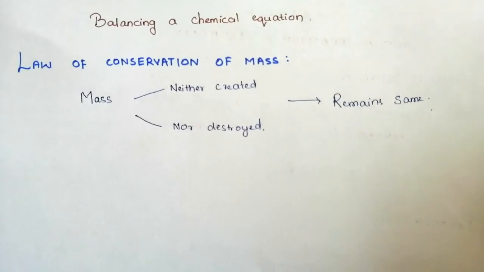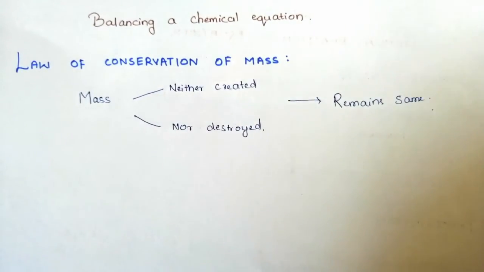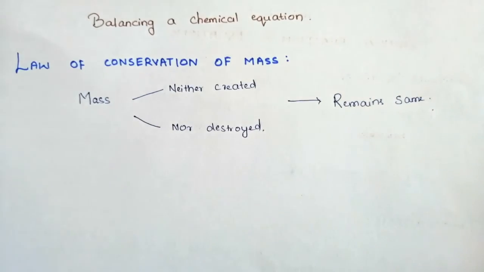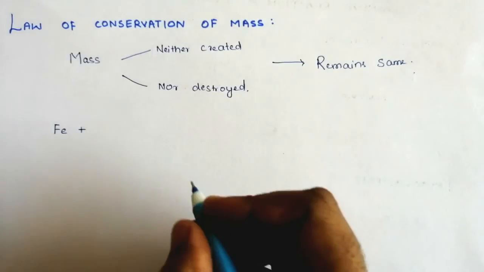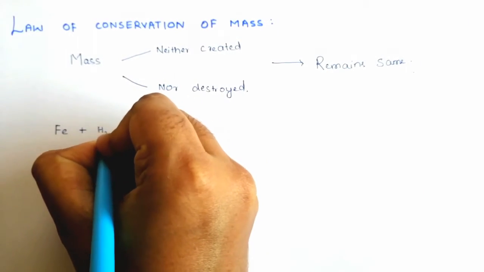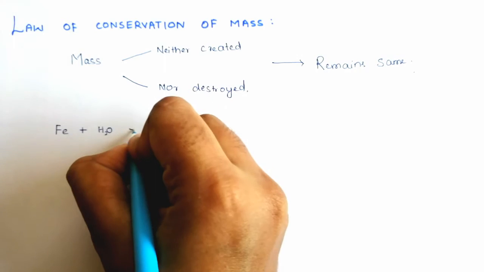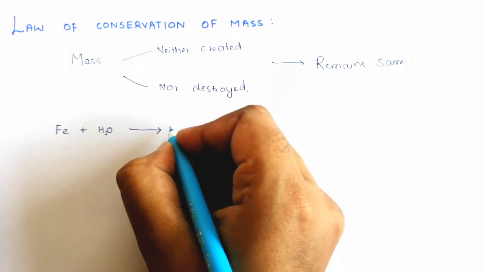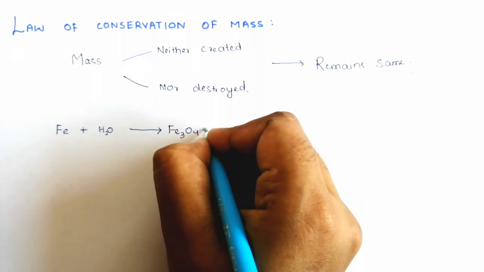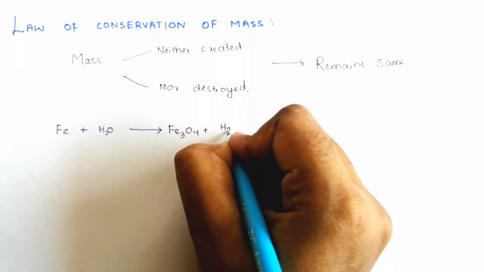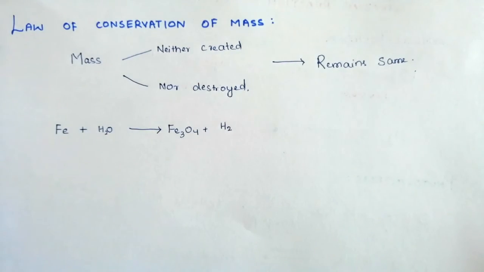That is, the number of atoms on the left hand side of the reactants, after the reaction, whatever products we are getting, the number of atoms in the products should also remain the same as that of the reactants. For example, iron reacts with water to form Fe3O4 plus H2. The reaction is iron reacting with water to form Fe3O4 plus H2.